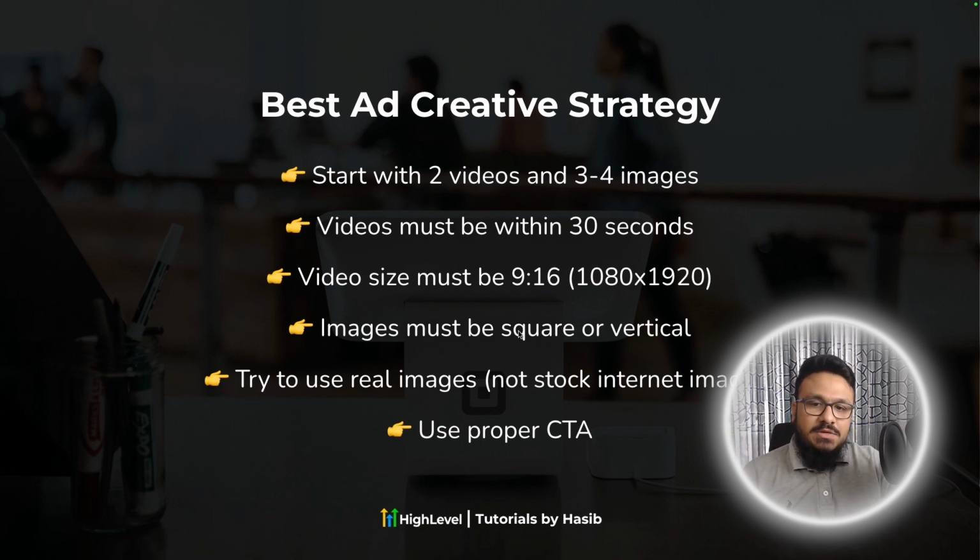And then images must be square or vertical. I usually create images using canva.com. So in Canva, there's a way you can create images in square, or you can resize them to square and then resize them into vertical as well. If you click on the resize button, it will give you the square images and the vertical images as well.